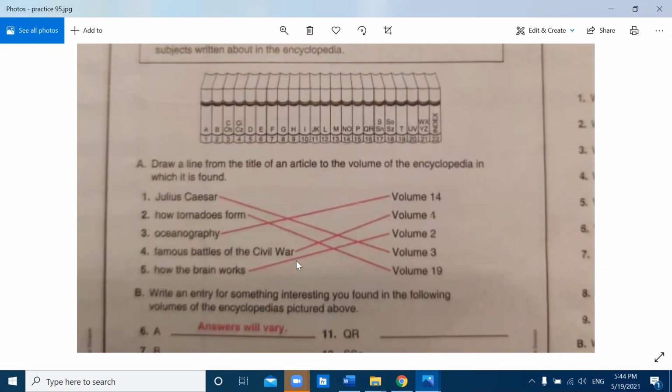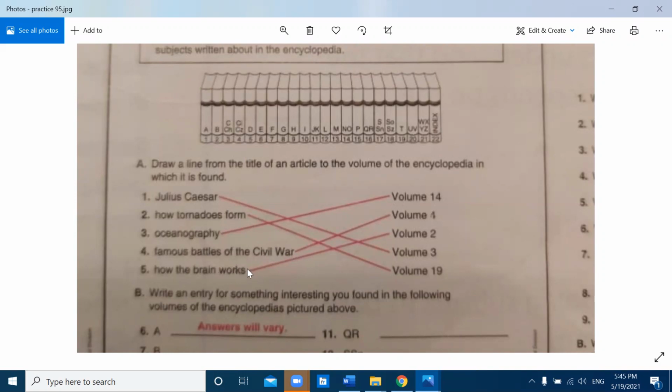Famous battles of the Civil War. Now, if I wanted to learn about the battles that happened in the Civil War, I would look up the Civil War because it's going to tell me all about what happened in the Civil War, including the battles. If I was to look up battles, it would give me every battle, not just the ones in the Civil War. Okay, so we have here volume 4, because we're looking up civil, CI, and that comes in 4.